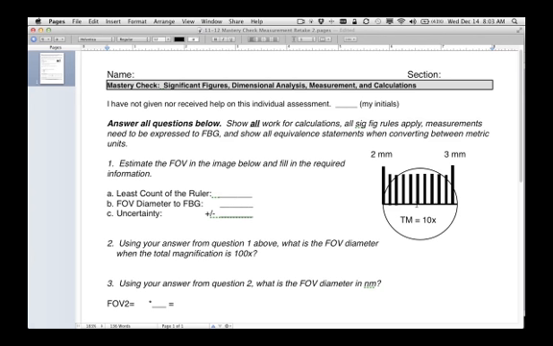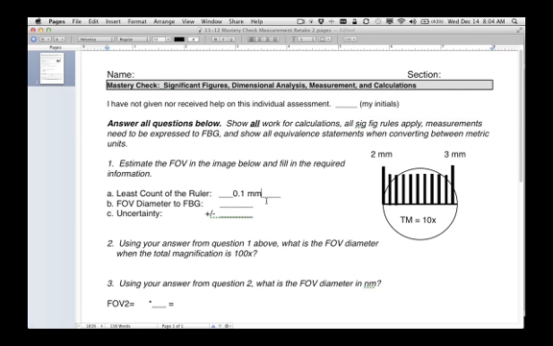So the first thing we need to do is look at how the ruler is divided. So we have 2 millimeters here and 3 millimeters here. So the difference between the 3 and the 2 is 1 millimeter. So this represents 1 full millimeter. And let's see how many lines there are that break that up. There's 1, 2, 3, 4, 5, 6, 7, 8, 9, which means 10 spaces. So 1 millimeter divided by 10 spaces is 0.1 millimeters. So the least count of the ruler then is 0.1 millimeters. Make sure you put your units on that number because it is a measured number.